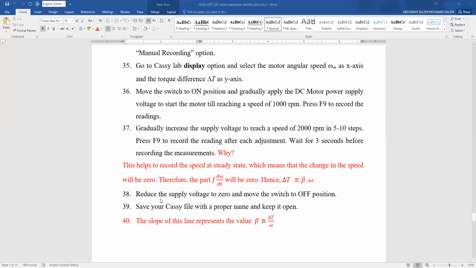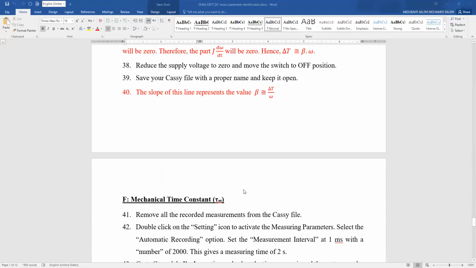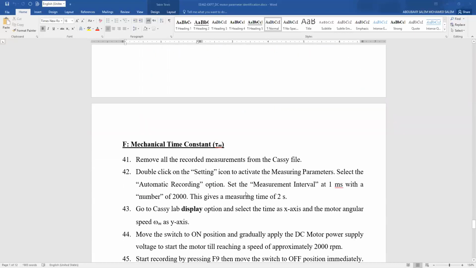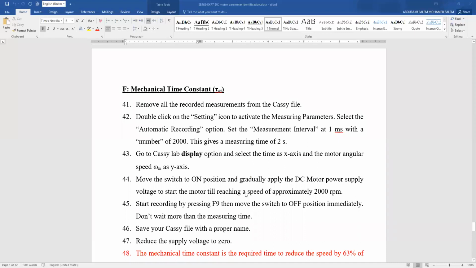Then again, we will reduce the supply voltage to 0 and move the switch to the off position to be safe, and then we can calculate B from the slope of the recorded curve. So up till now, from the mechanical parameters, we could get the machine viscous coefficient. In order to calculate inertia, we need to calculate the mechanical time constant. So we need another test to make the mechanical time constant test.